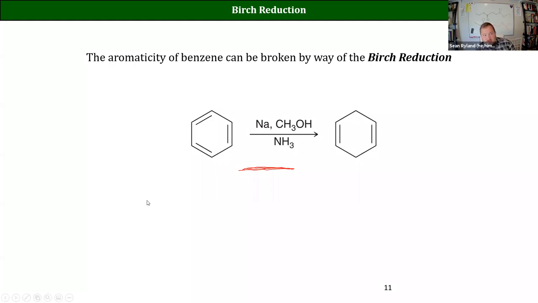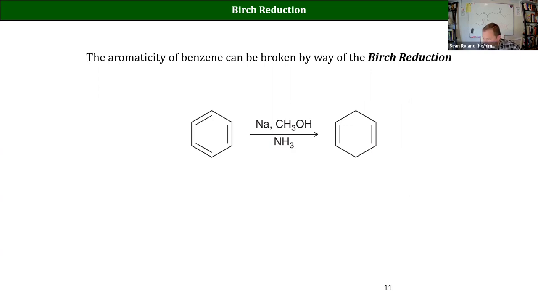If we want to break the aromaticity, though, the most common way to do that is through a reaction called the Birch reduction. And the Birch reduction is a way of removing one of those pi bonds. It's kind of an odd mechanism. It requires sodium metal and a proton source, and you have to do it in liquid ammonia as your solvent. But we can actually break up a benzene ring into two isolated alkenes.